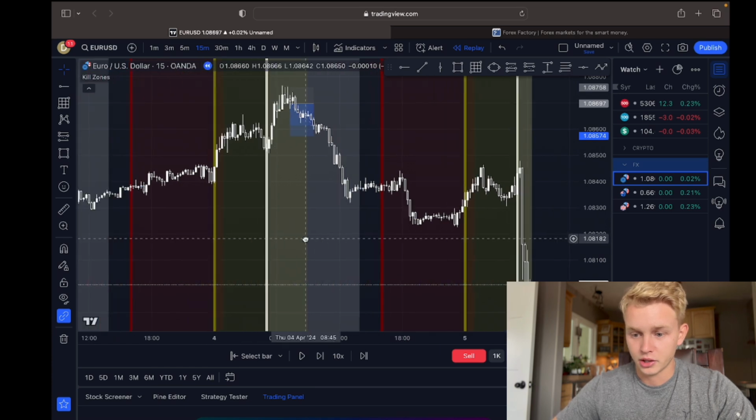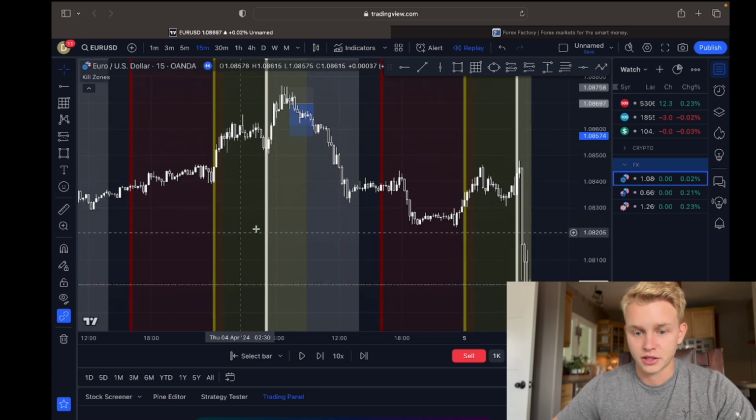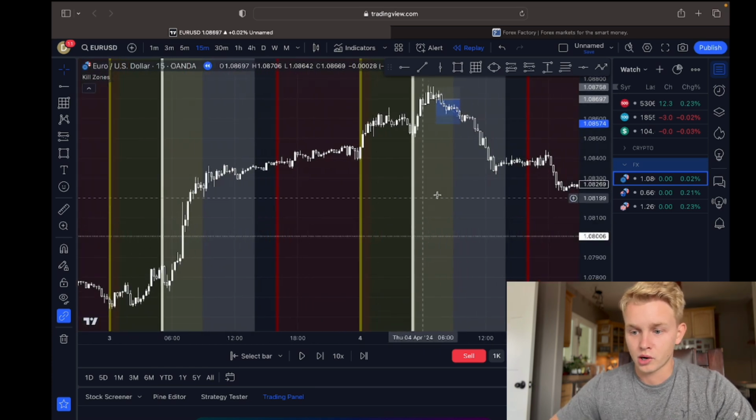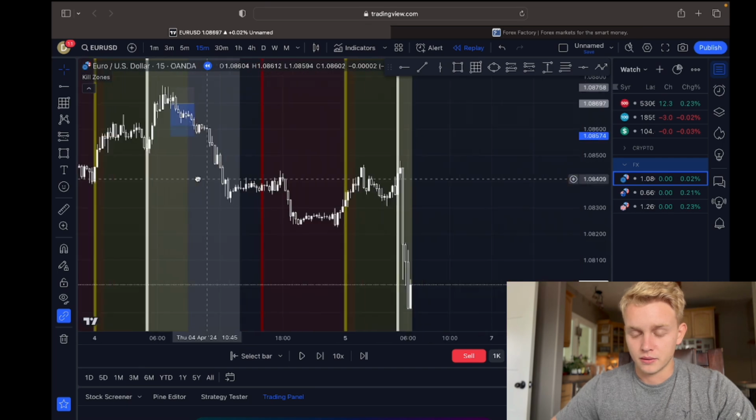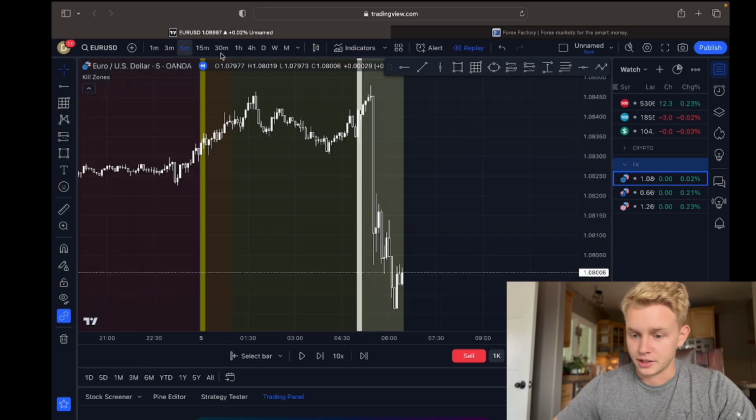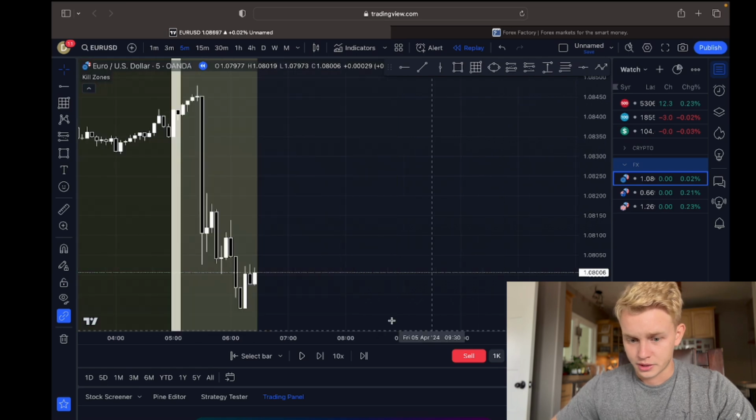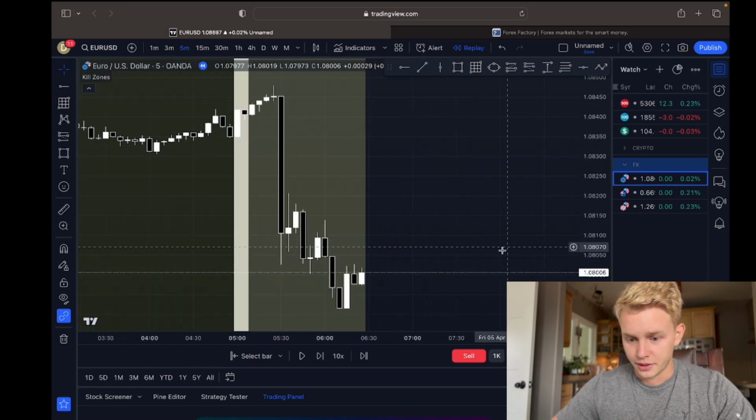We've taken out London low, Asia low, New York low, previous day low. So ideally we're looking for a move back to the upside. We just want to see the same thing. Just want to see our entry model, and then I'll be more than happy to get in.